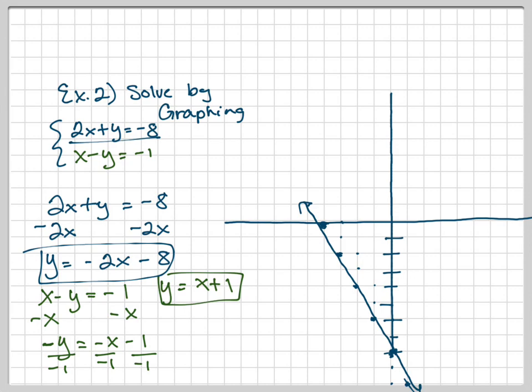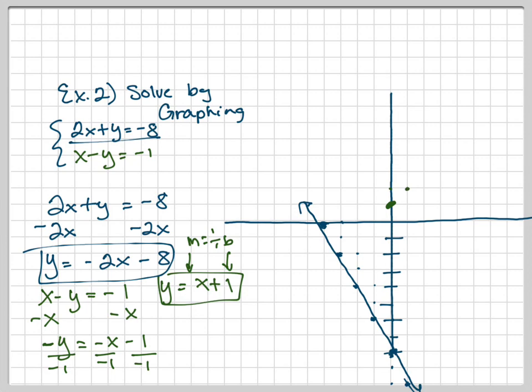Where does my green graph begin? 1, because it says y equals x plus 1, so I know that b is 1. That's my y-intercept. And then what? It's positive. What's the slope here? m equals 1 over 1, right? Positive, rise 1, run right 1.